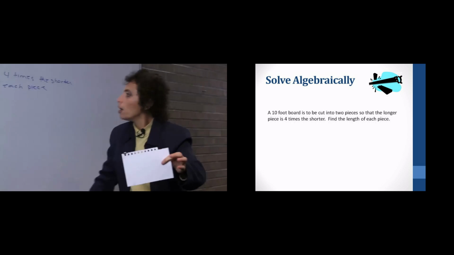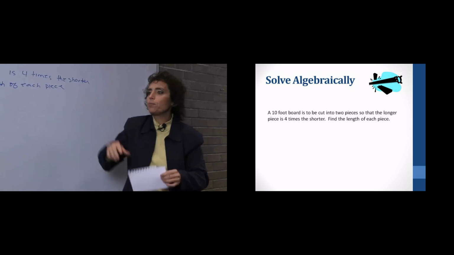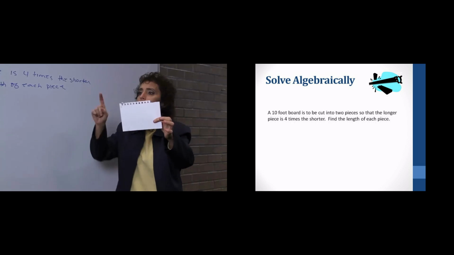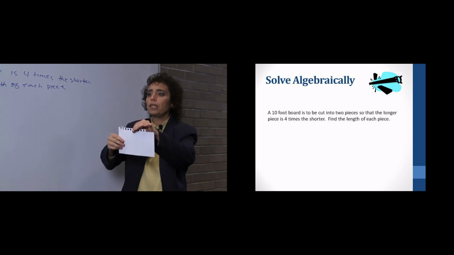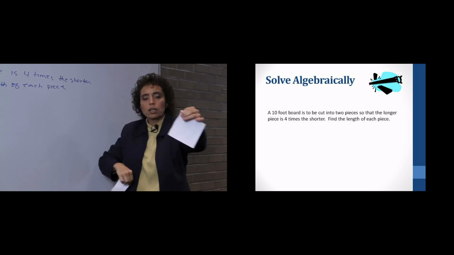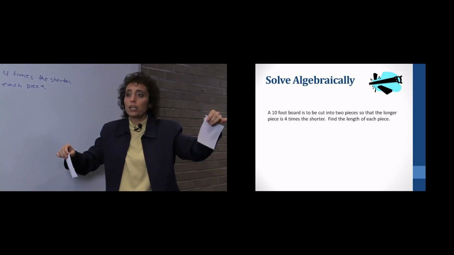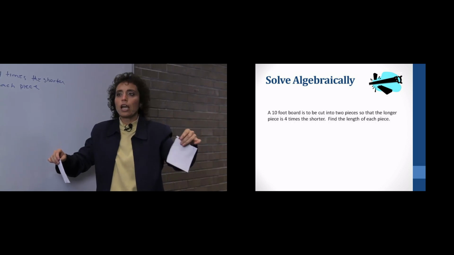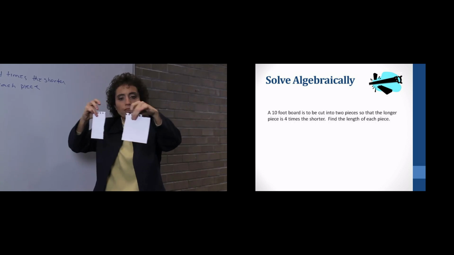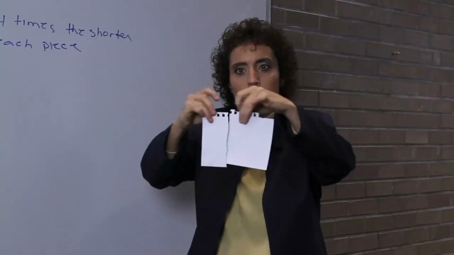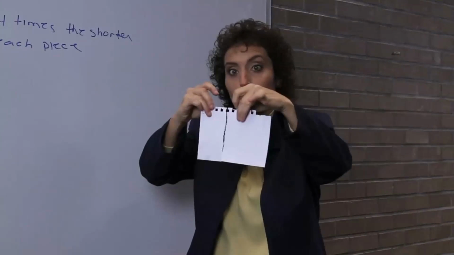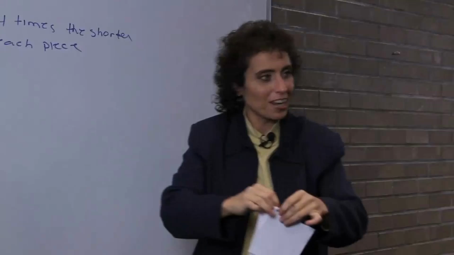This is my board, okay? A 10-foot board is to be cut into 2 pieces, so the longer piece is 4 times the shorter. I'm going to cut it so the longer piece is 4 times the shorter, and we want the length of each piece. We want the length of both these pieces. This is the important part. Okay, here we go.